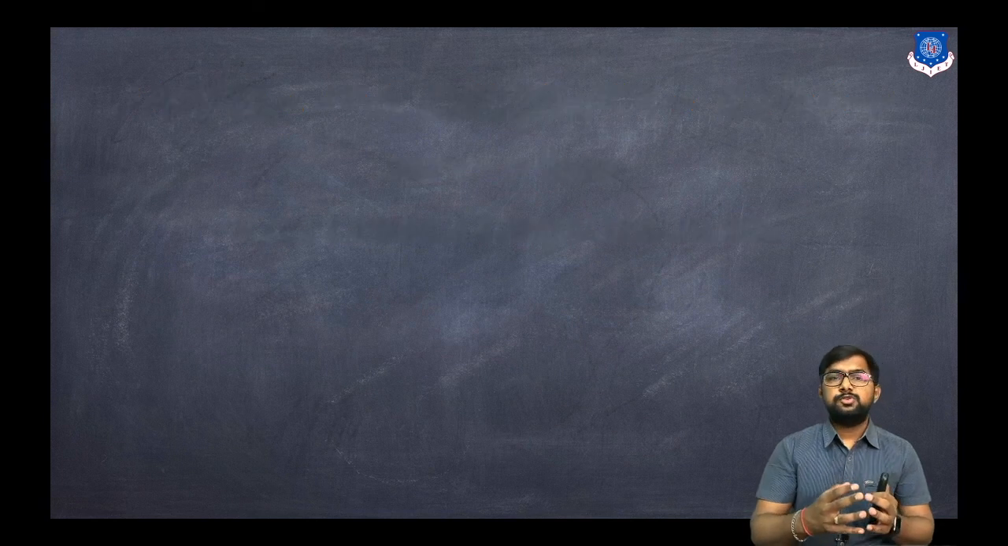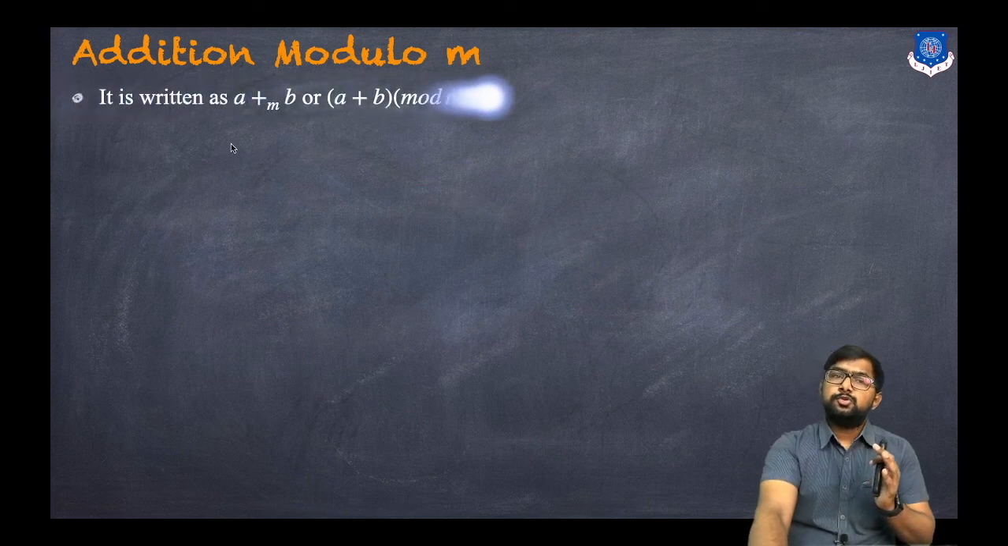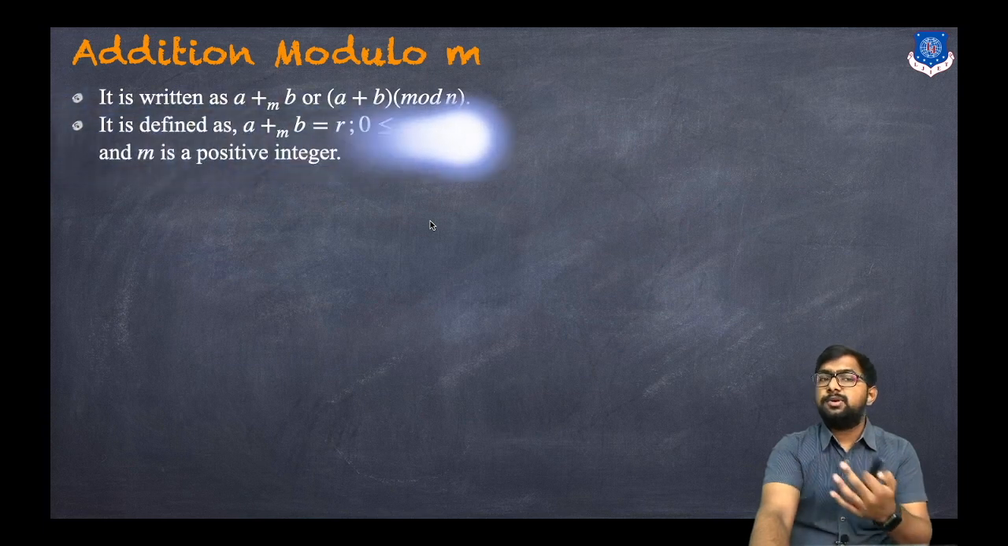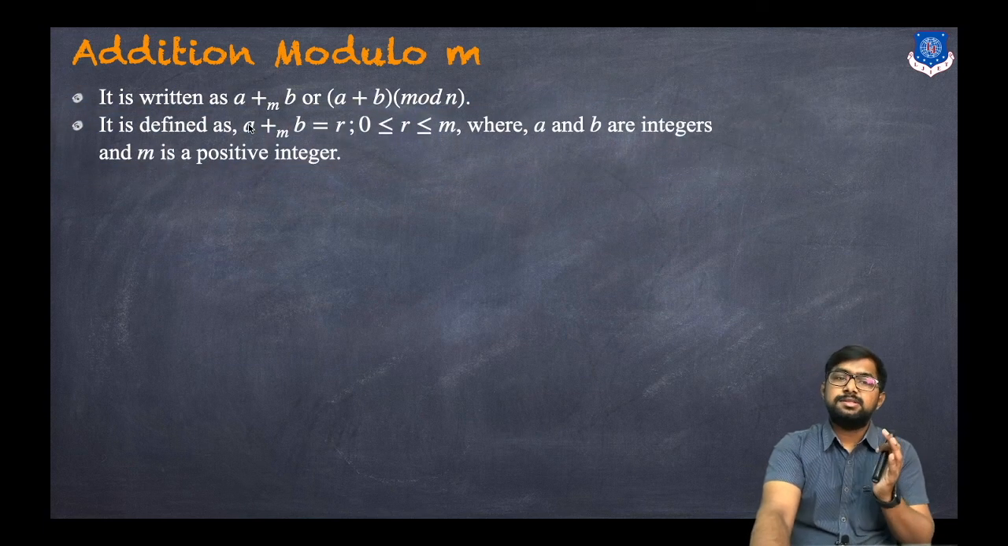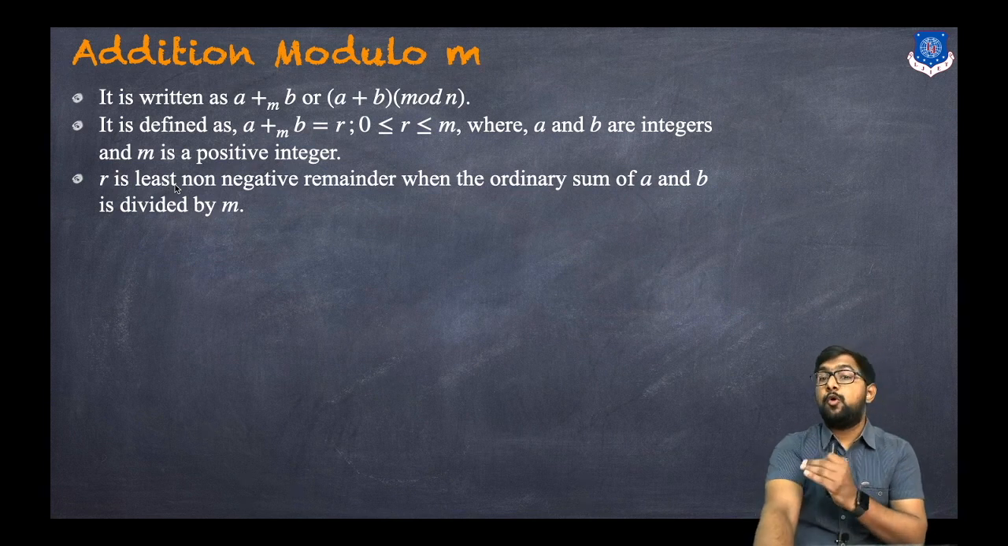Okay, so first of all, let us understand what is addition modulo m. It is written as a +ₘ b, or a + b mod m. And how is it defined? It is defined as a +ₘ b = r, where r is between 0 and m, where a and b are integers and m is a positive integer. Now r is the least non-negative remainder when the ordinary sum of a and b is divided by m.